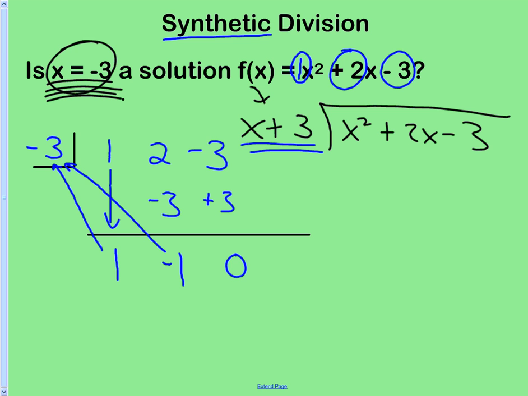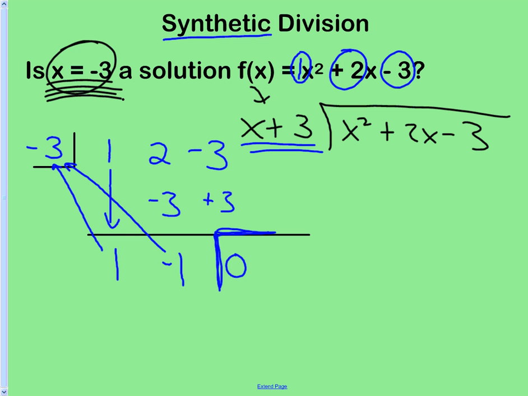Add down, what do I have left? 0. Is there anything else left to do? Numbers to bring down? No. And if I end with a 0, that is my remainder. And that means that it worked. It is a factor. I did that one kind of slow because I was showing you how to do it, but you can see it's got a lot less steps in it than the long division does.